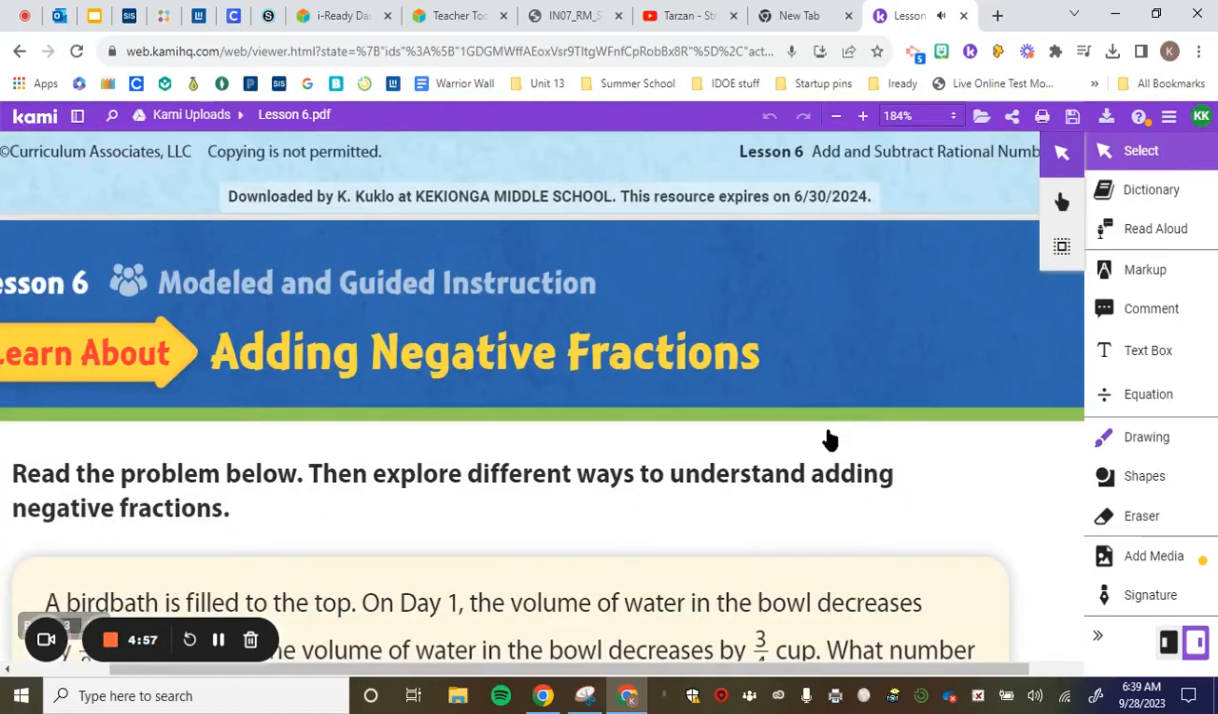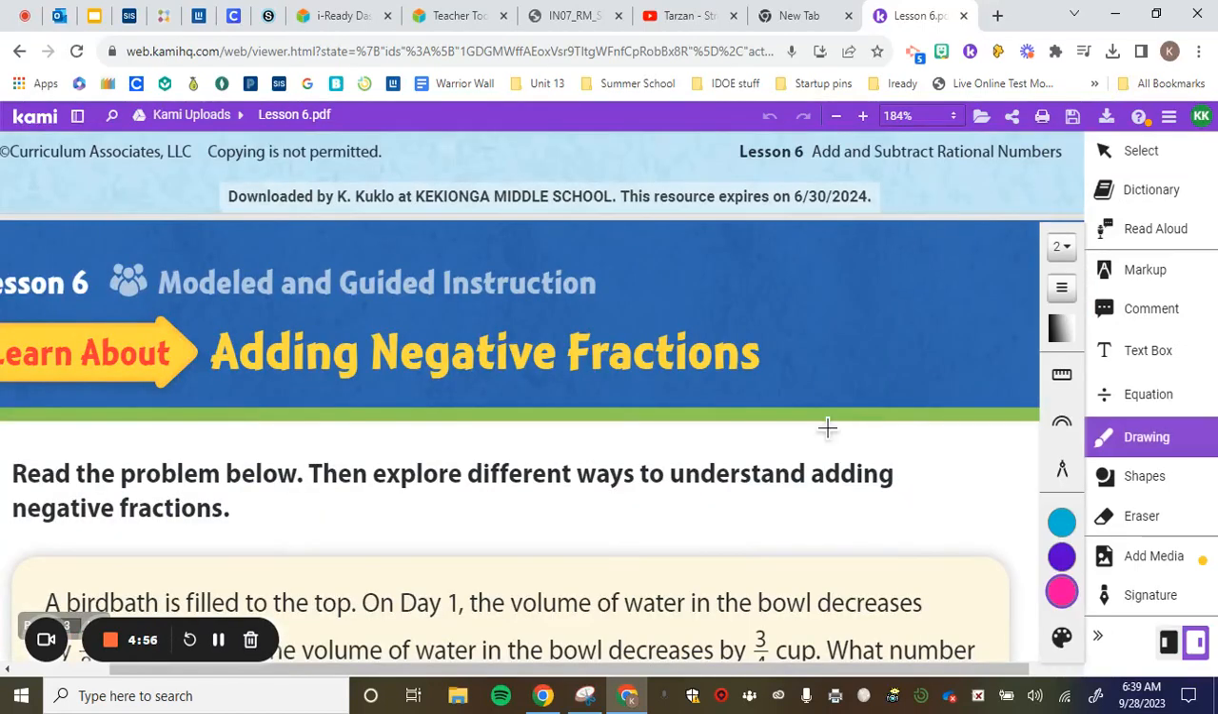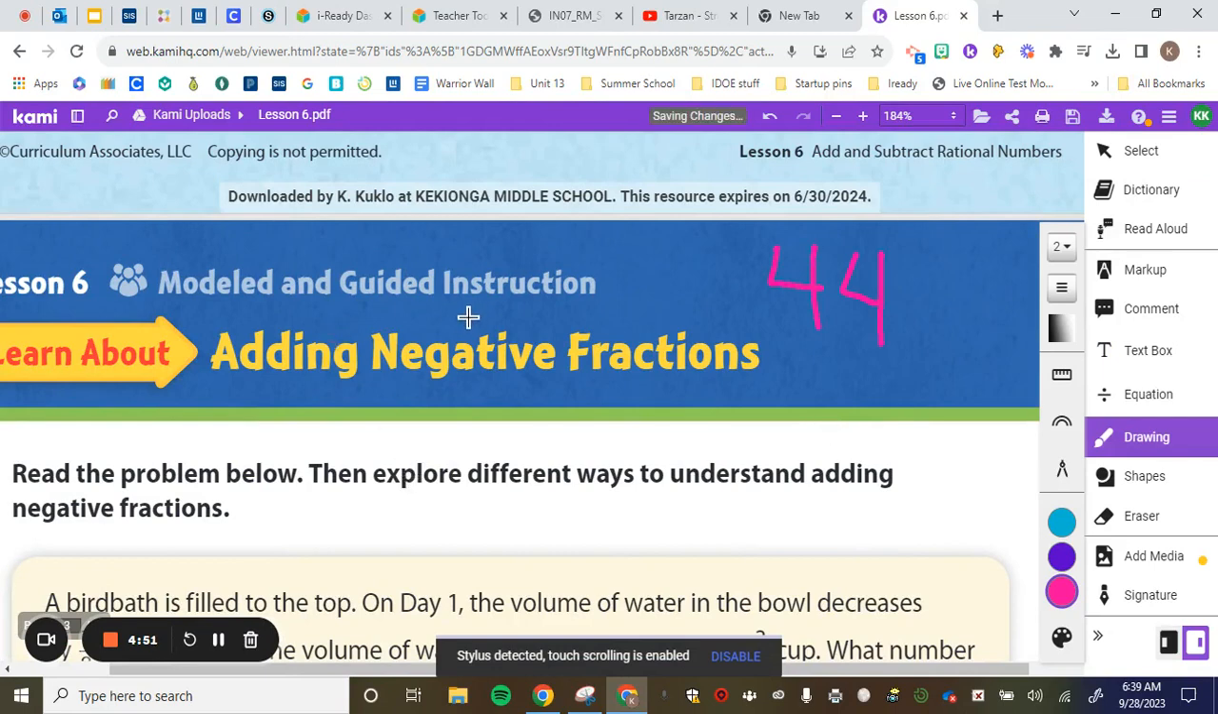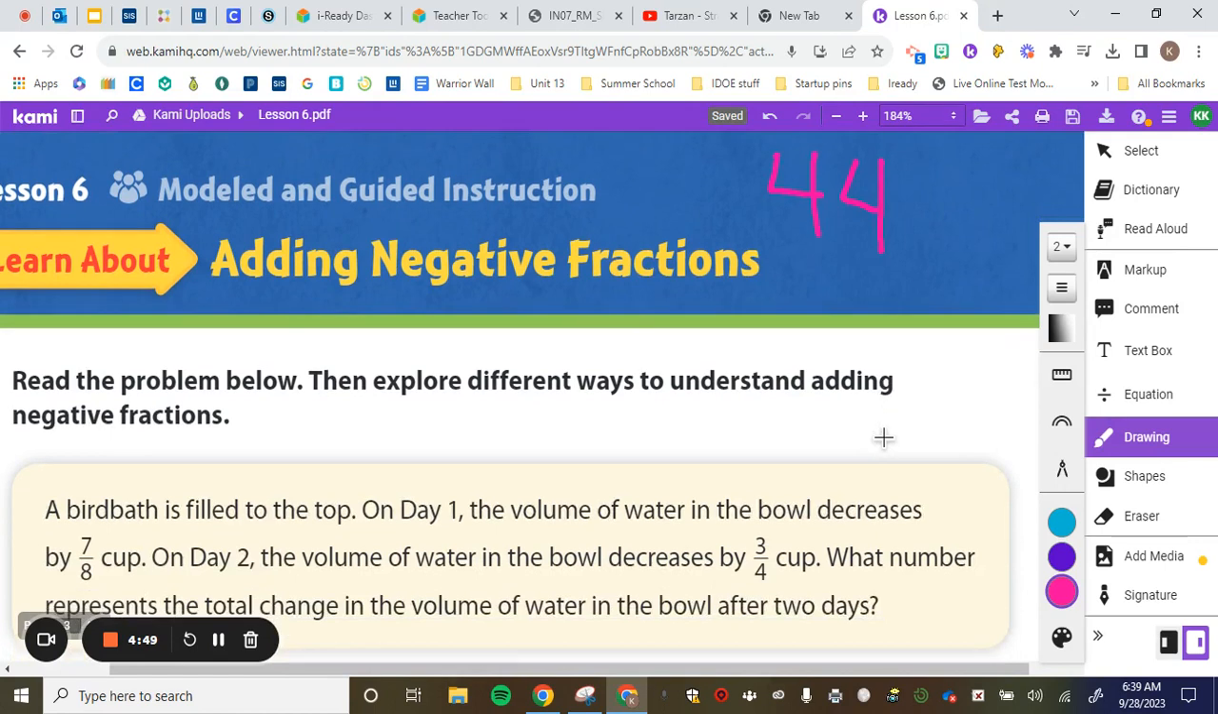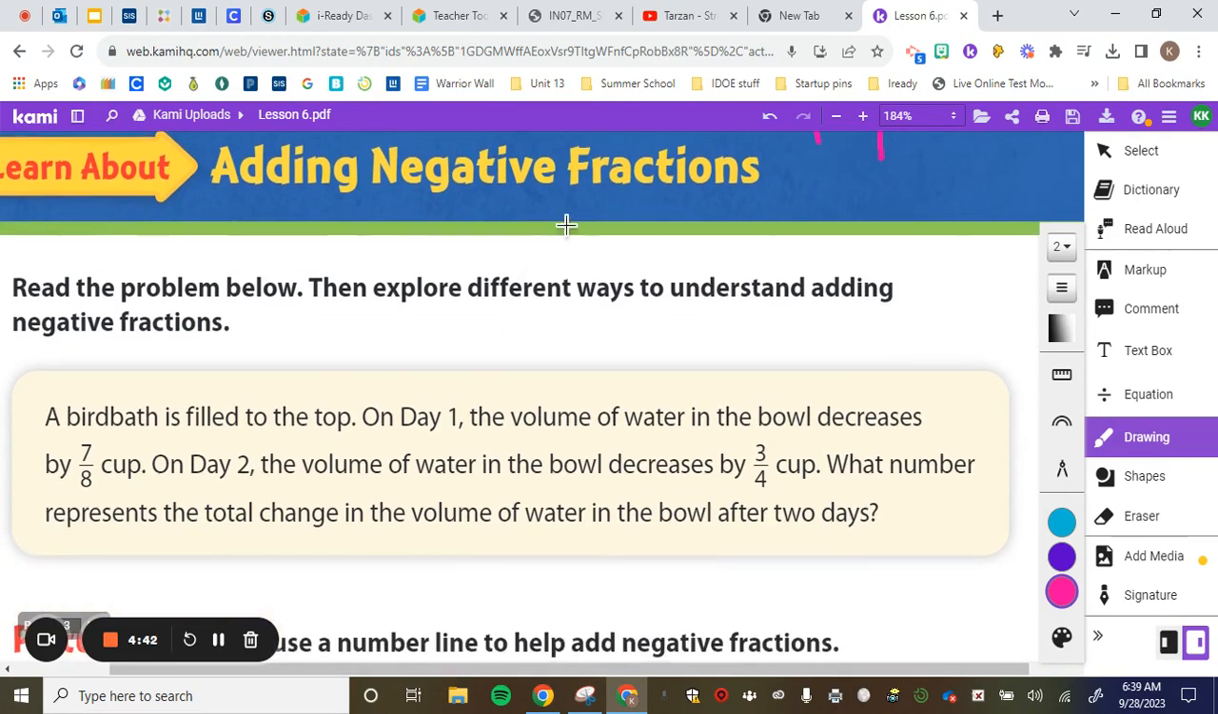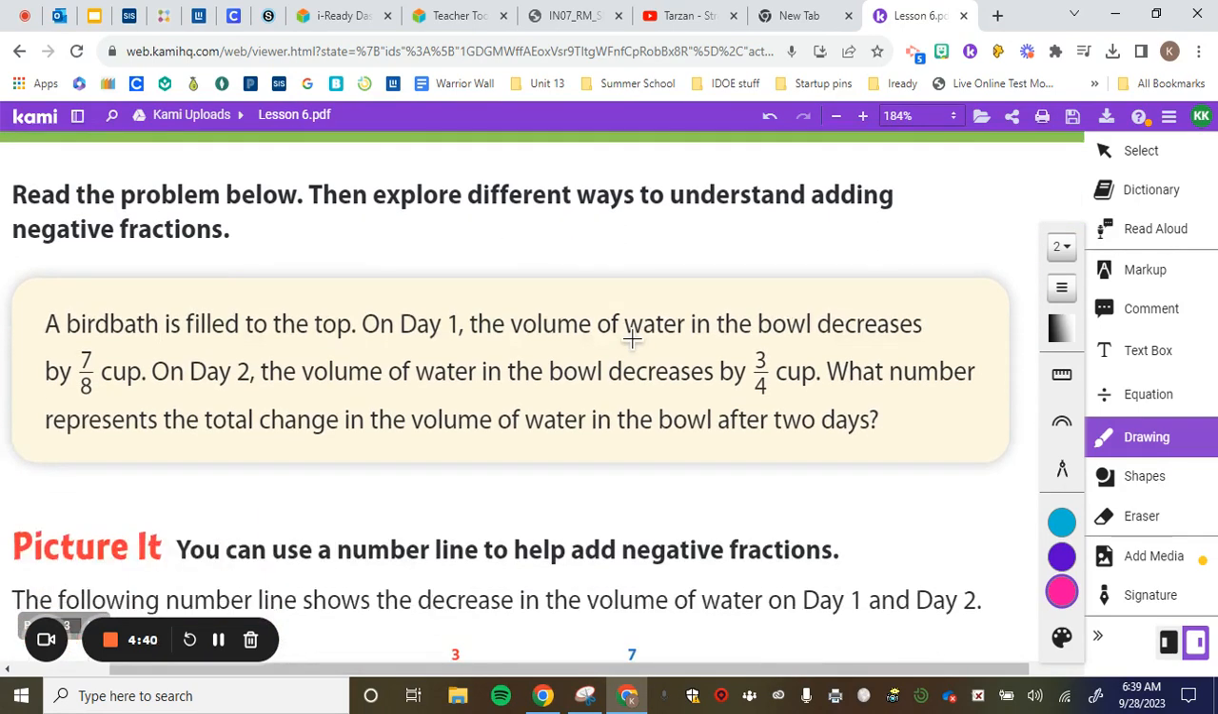Today in lesson 6, we are on page 44 in the book. Today we're talking about adding negative fractions. There are a lot of things that are similar about fractions and integers. We still are going to use the same rules. We just now have to deal with fraction skills as well.